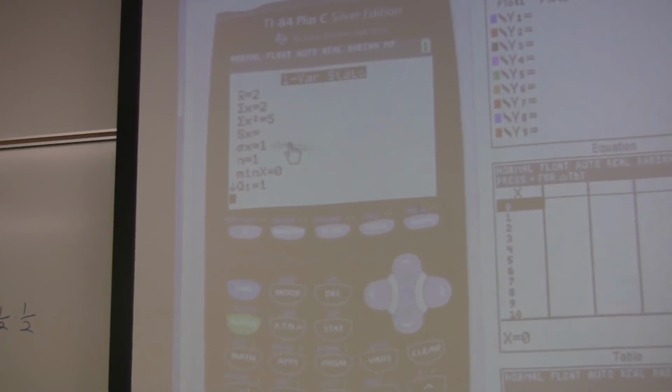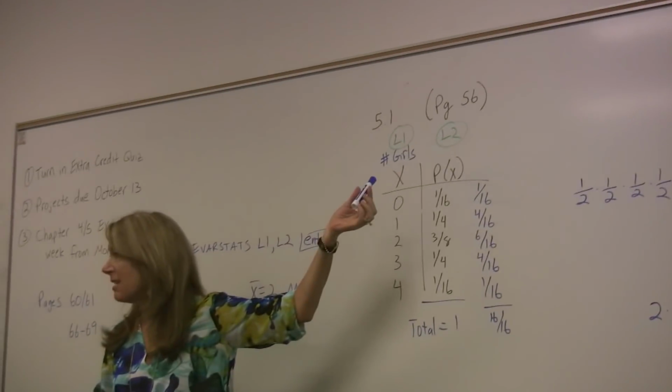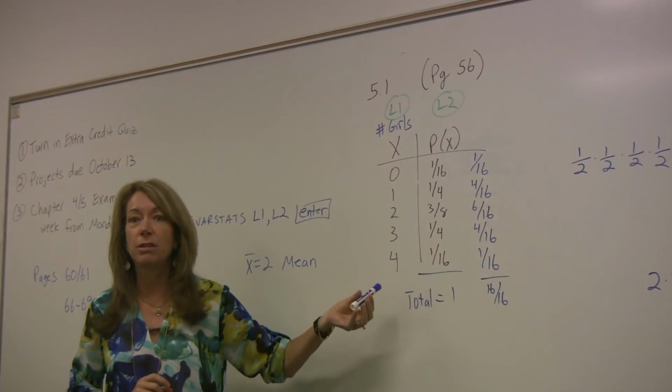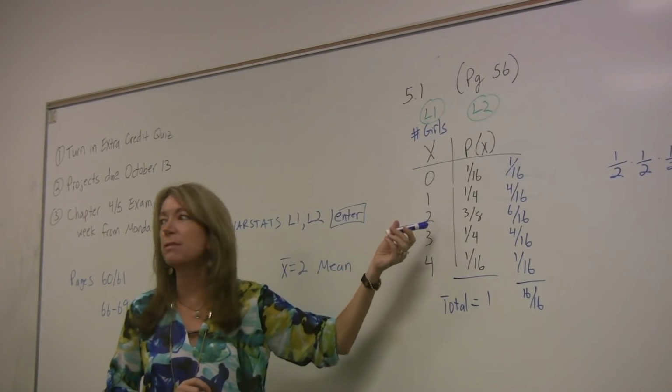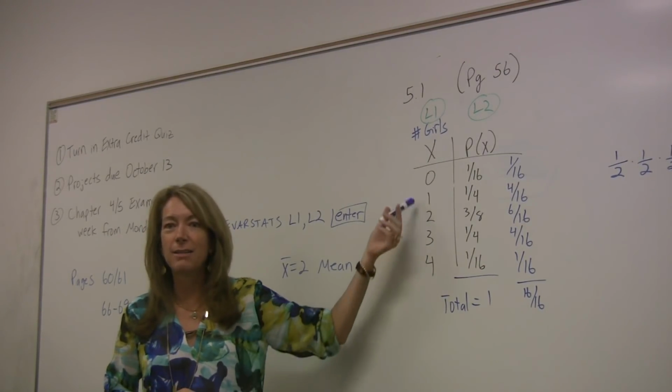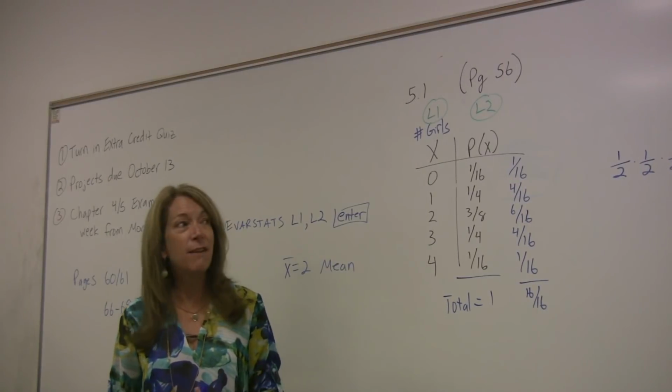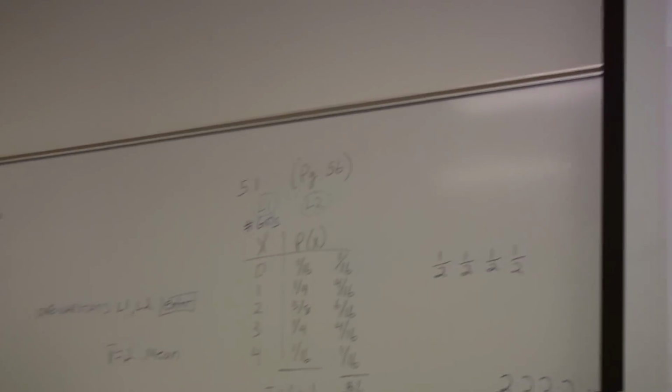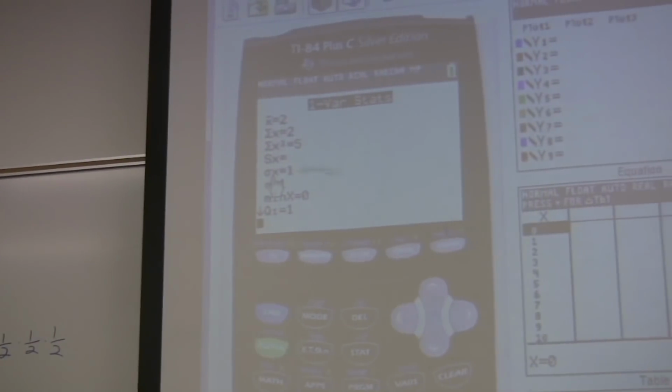And this probability distribution actually represents the entire population. This represents all possible families of size 4. There's nobody left out here. It's all the possibilities. So instead of Sx, we're going to look at sigma x.